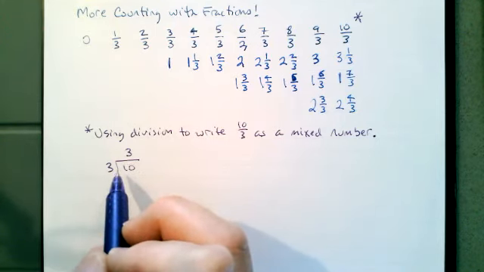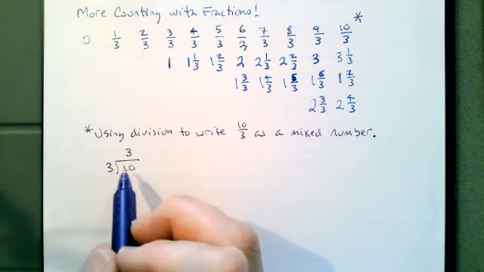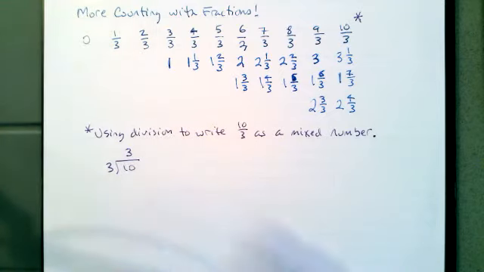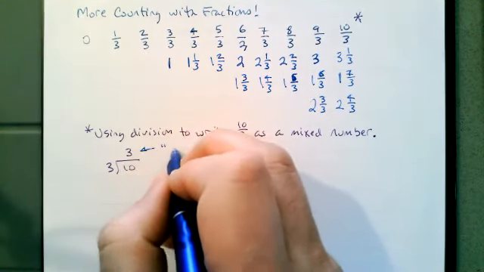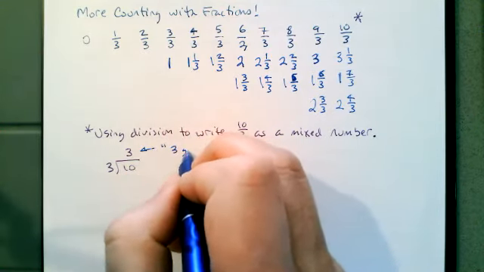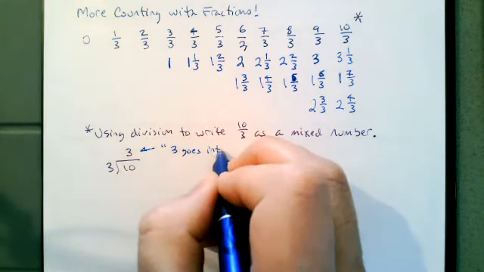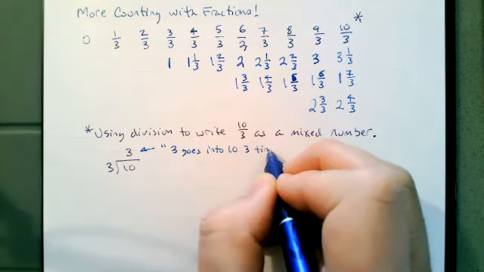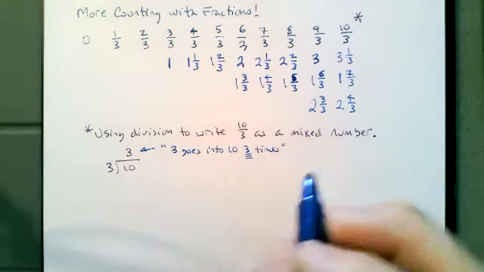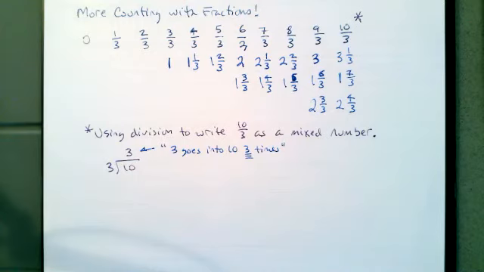In my mind, I say, I was programmed with this as a child. That's why it's still stuck with me today. I say 3 goes into 10 3 times. That's the words that I use. I'm thinking 3 goes into 10 3 times. And so that second 3 is the one that I put up there. 3 goes into 10 3 times.